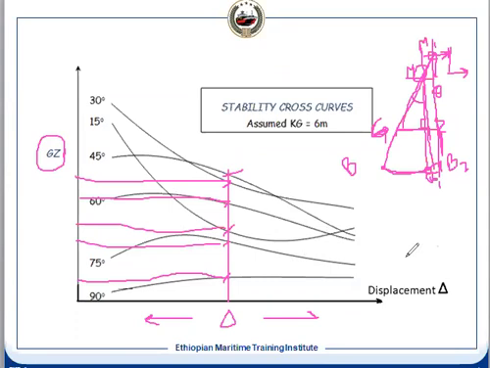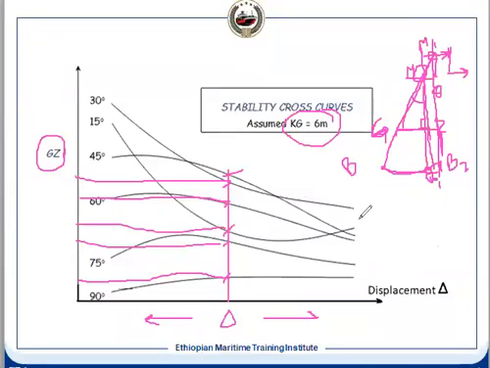But here we have the assumed KG. Then the curve is made. When we take data from this curve, the assumed KG is mentioned. It will be 6 meters. After that, we'll have to make some correction. If the assumed KG is not the same as the actual KG, the value might not be the same. When you load, KG will vary. It will depend on your load distribution. So if KG changes, this value also will change. We need to make a correction.